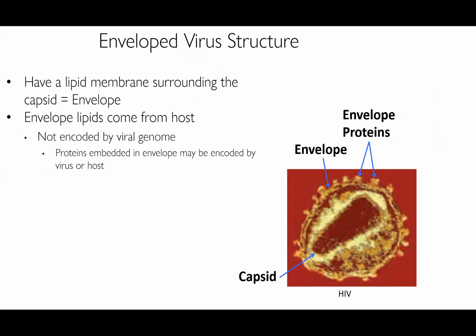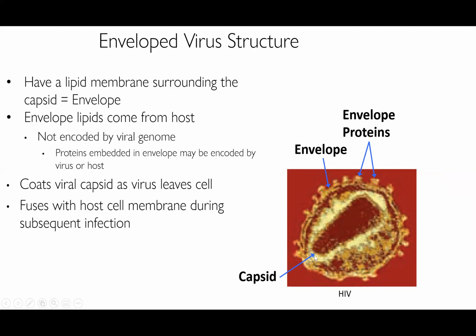The enveloped virus structure has a lipid membrane surrounding the capsid. This is what we call an envelope. The envelope does come from the host, as we mentioned, but it is not encoded by a viral genome. There are proteins embedded in the envelope that are coded either by the virus or the host. It simply depends. It coats, remember, that inner viral capsule, and this capsid itself is actually encoded by the viral genome. As this is exiting the host cell, as we'll talk about in a moment, it fuses with the host cell membrane during subsequent infection.